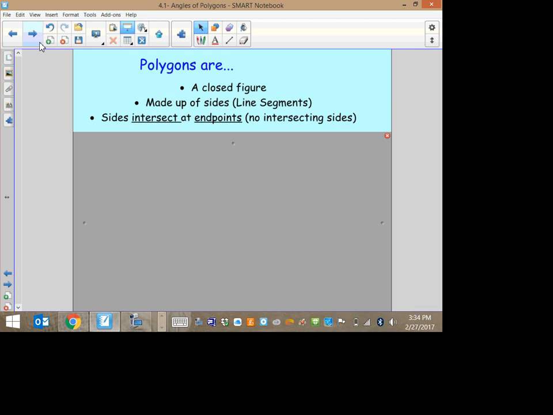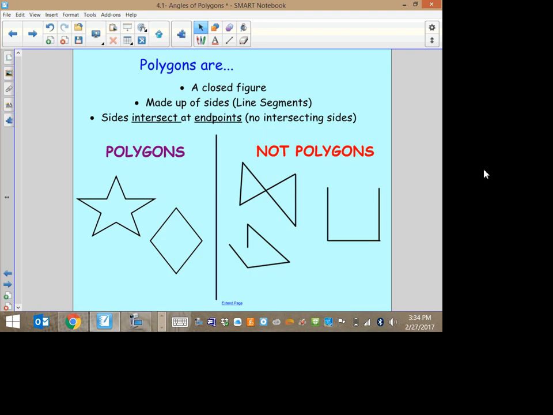So first of all, many of you have heard of a polygon before. A polygon is a closed figure, and it's made up of sides, in other words, line segments. And then the sides intersect at endpoints, so there are no intersecting sides. So polygons, you can see here on the left, they're all closed figures. On the right, there's a couple here that have open spaces, making them not polygons. And then this one right here, you can see that there's intersecting sides, and so that is not a polygon.